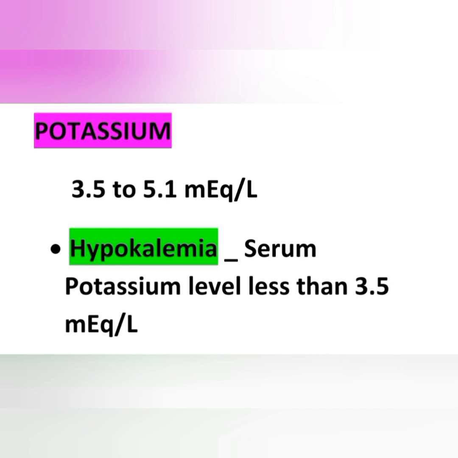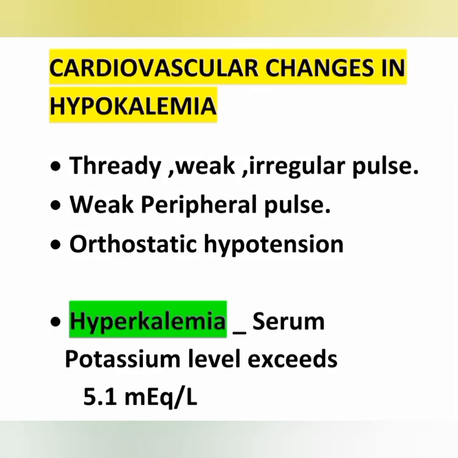The next electrolyte is potassium. Normal serum potassium level is 3.5 to 5.1 milliequivalent per liter. If the serum potassium level is less than 3.5 milliequivalent per liter, it is called hypokalemia. Cardiovascular changes in hypokalemia include a thready, weak, irregular pulse, weak peripheral pulse, and orthostatic hypotension. Orthostatic hypotension means that even when the person is sitting, there is a decrease in BP.